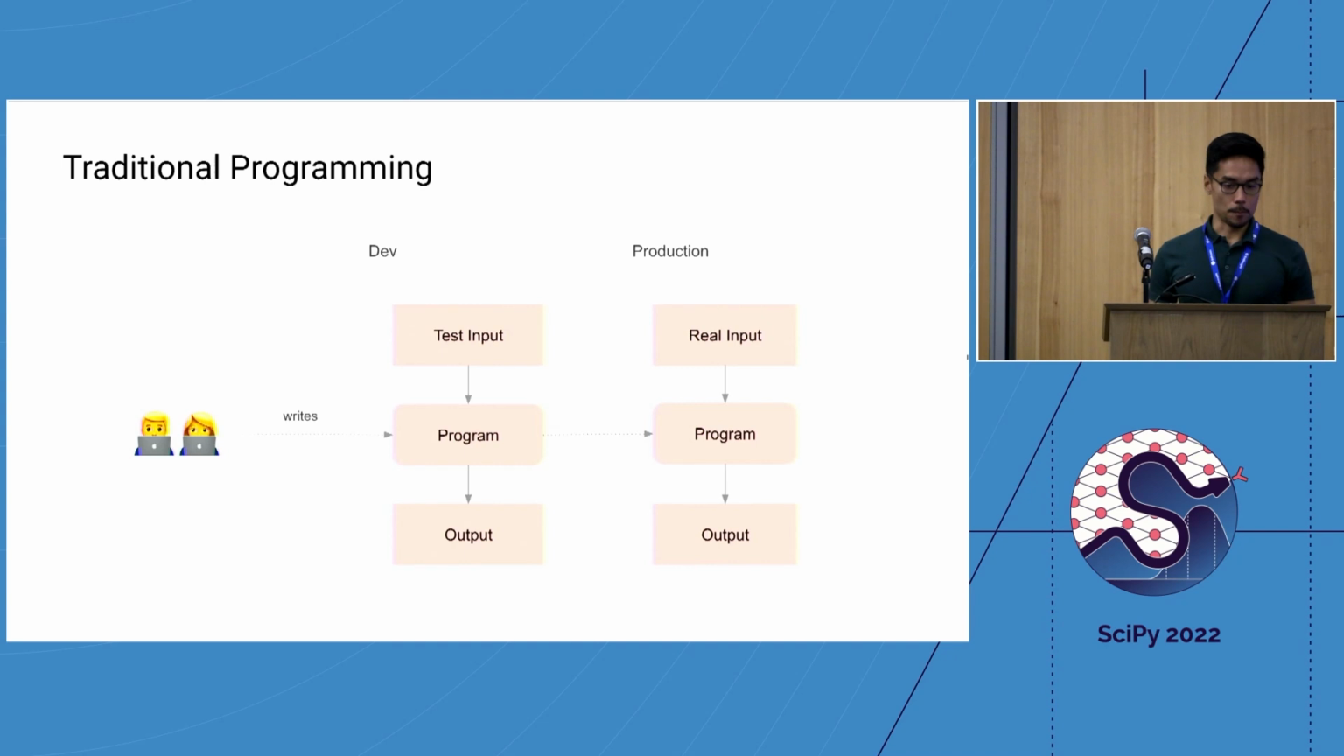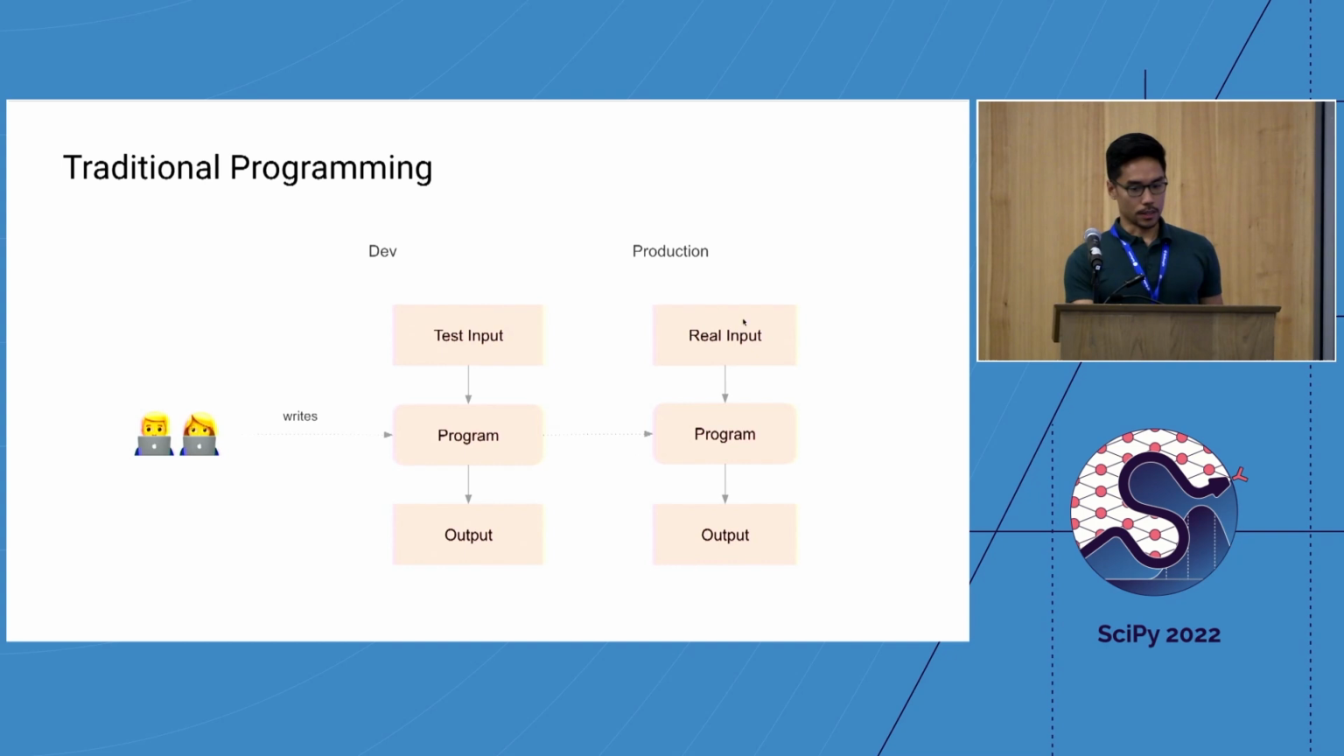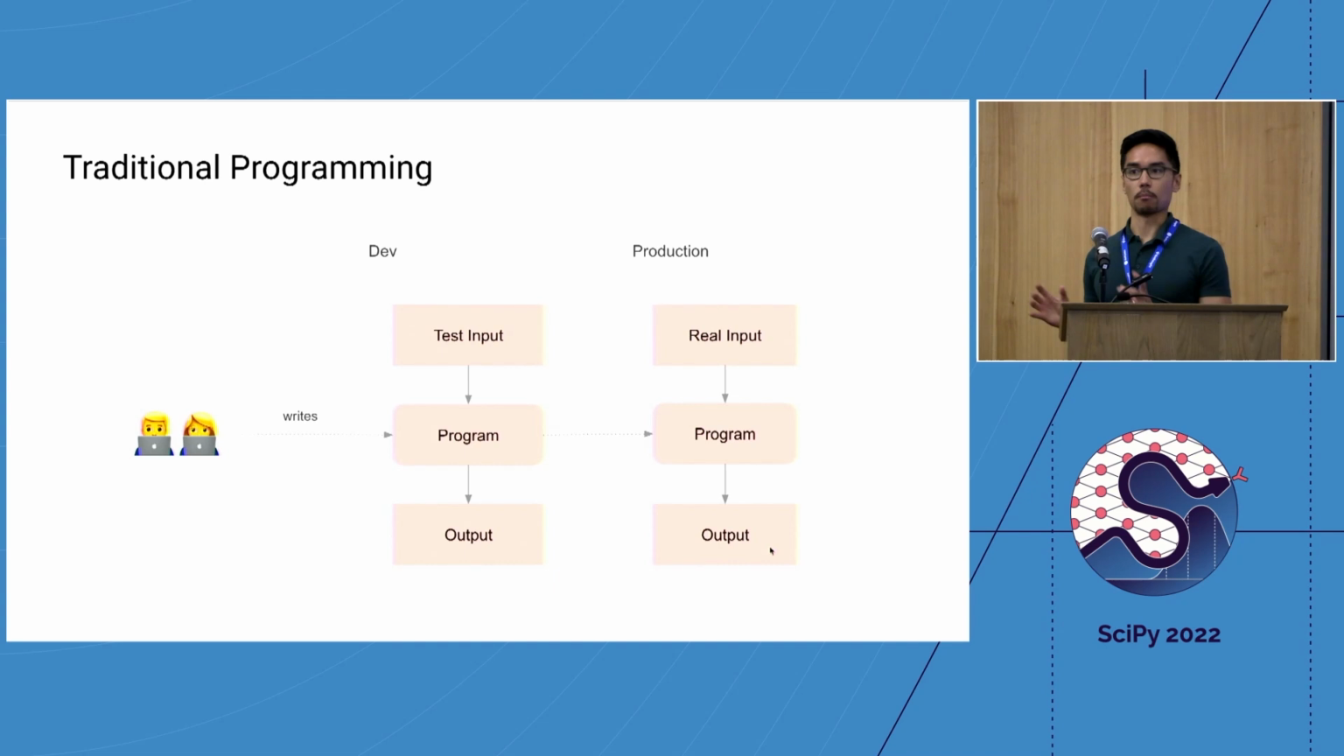And this process of writing is symbolic, really. So you're writing code, you're writing symbols on an IDE somewhere, and that defines the behavior of your program. You then put it to production, and then you get some real input, and you get an output, and this output is consumed by some system, some application somewhere in the world.